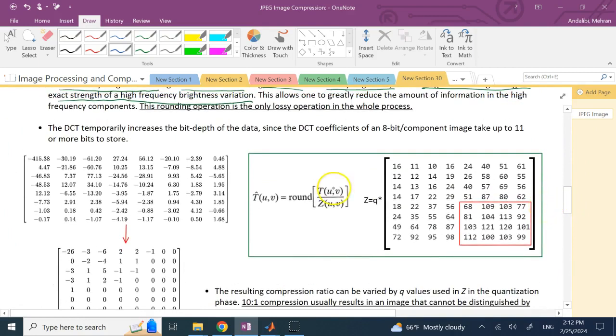So what do we do next? Now we divide the signal T(U,V), which is this guy I just showed you, by a corresponding 8 by 8 matrix Z(U,V). This division is element by element. In MATLAB it's like dot divide. This Z has large values in the high frequency range, much larger values, but it has smaller values in the low frequency range.